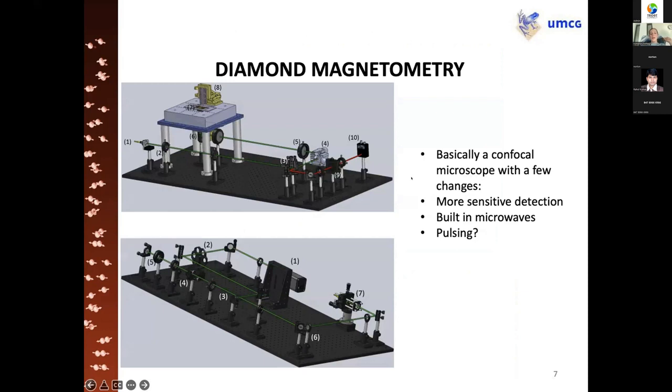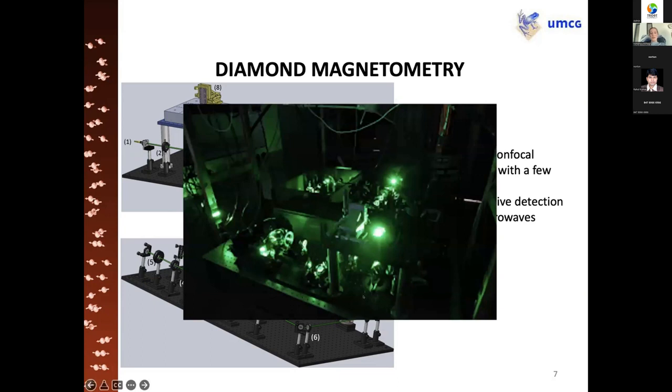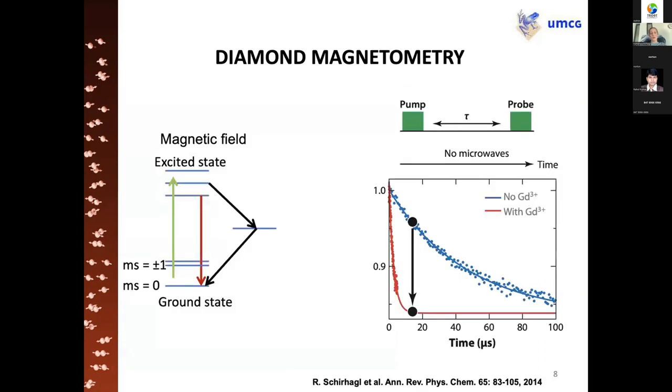So what do we do technically? We have what's called a diamond magnetometer. And by now we have about 6 of them in the lab. It's basically a confocal microscope that has a few changes. You need very sensitive detection, and we need to be able to do pulsing. This is how one of our instruments looks in the lab. And this is the one physics slide that I have of what exactly we do.